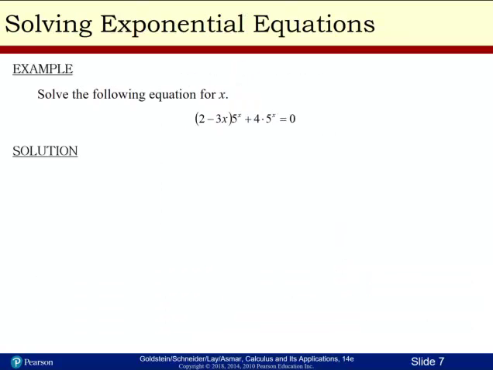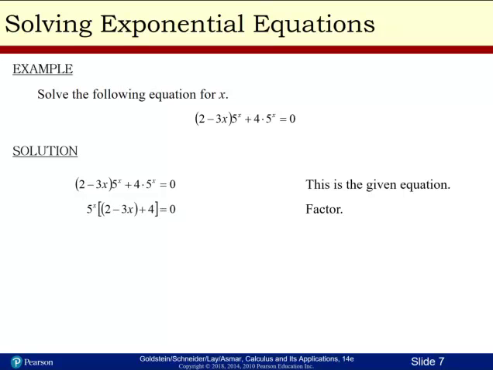So next we need to solve the following equation for x. This is just using algebra here. I've got 2 minus 3x times 5 raised to the x plus 4 times 5 to the x, all equals 0. First step, I see that both of those two terms have a 5 raised to the x in them. So after writing down my given equation, I'll factor out that 5 to the x.